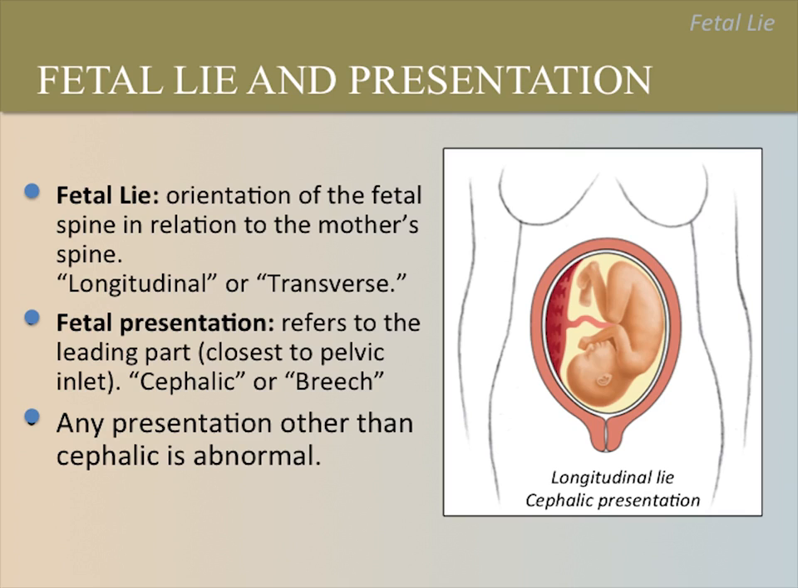Any fetal presentation other than cephalic is abnormal, which can lead to complications during delivery. For example, a breech baby can become stuck, which leads to obstructed labor. Another complication of transverse fetal lie or breech presentation is that the umbilical cord can slip down into the vagina after the fetal membranes break and become compressed.